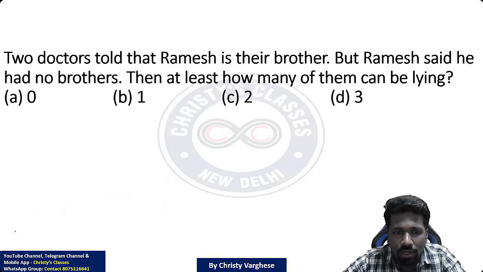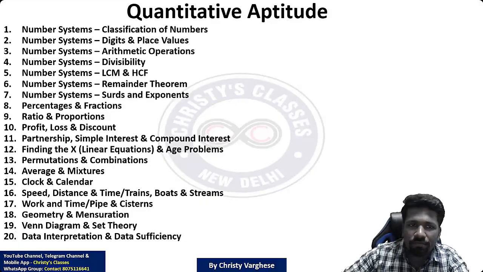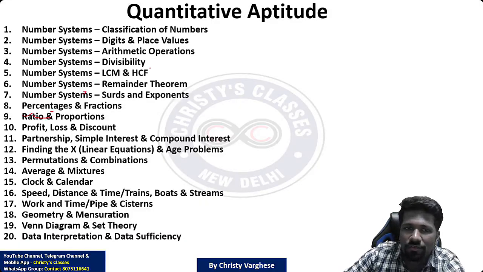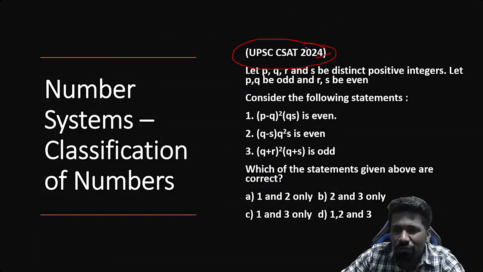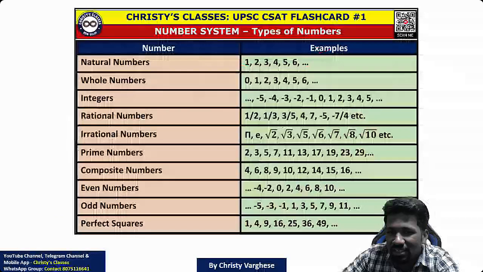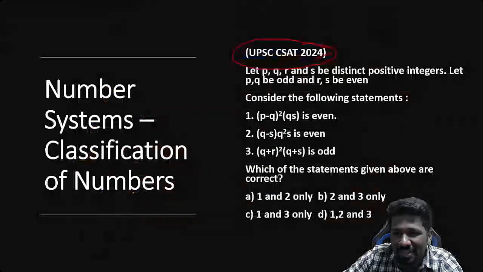So I will start with an example. In number system, the first topic we are discussing is classification of numbers. This is an example which came in the 2024 CSAT paper. Classification of numbers means you should know the different types of numbers: what is a natural number, whole number, integer, rational, irrational, prime, composite, even, odd, perfect squares, etc.